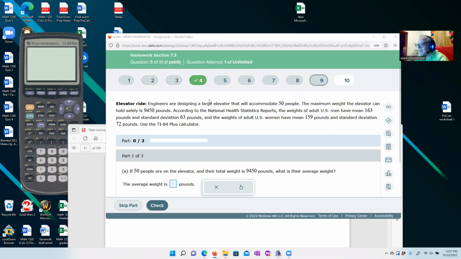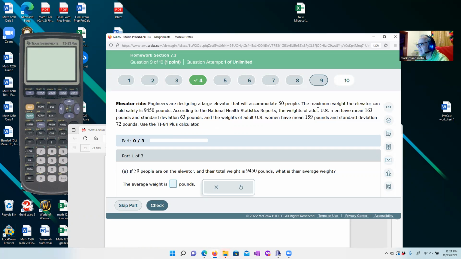So we have an elevator that's going to accommodate 50 people, and the maximum weight the elevator can hold is 9,450 pounds. According to the National Health Statistics Report, U.S. men have an average weight of 163 pounds and a standard deviation of 63. That's the total population average and standard deviation.